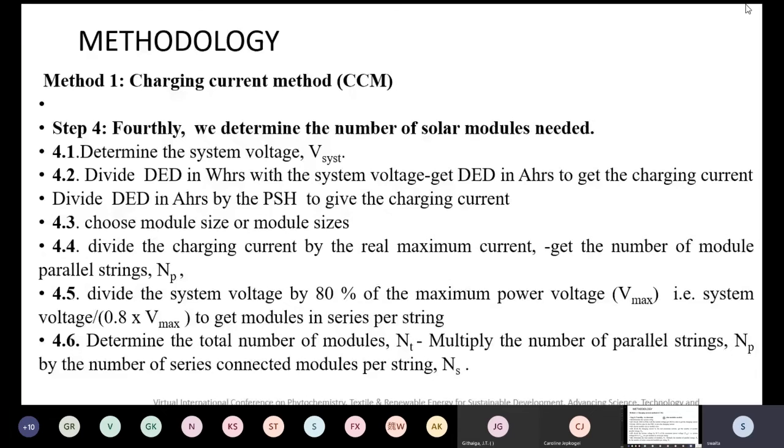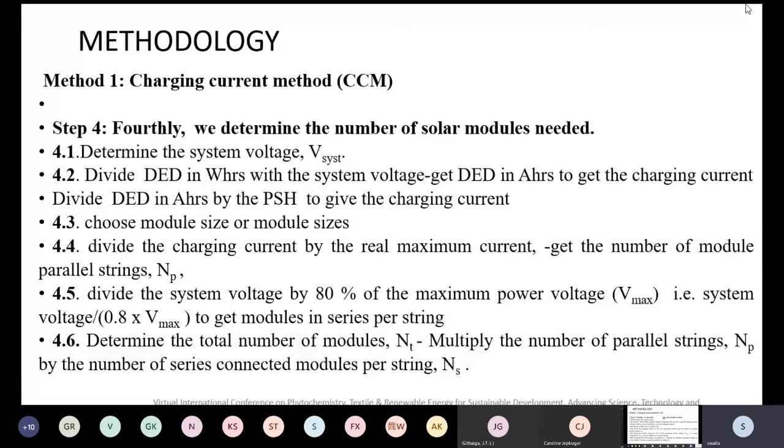We get also the maximum. We divide the system voltage by about 0.8 of the maximum power, so that we get the number of modules per string. The modules can be in a string, and then the strings are connected in parallel. That's exactly what we mean here.